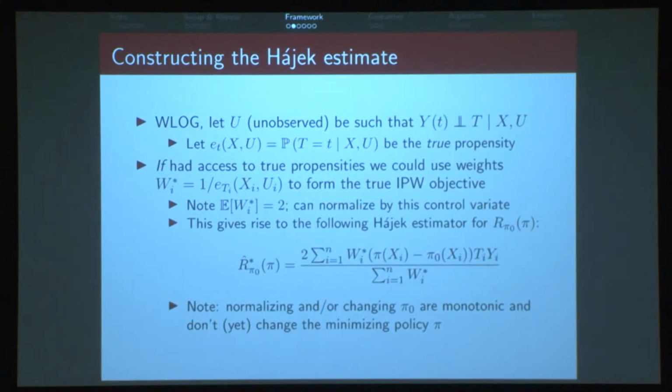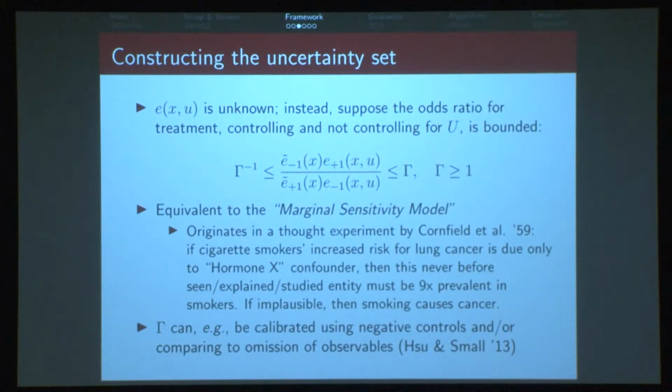And by putting a pi naught here and dividing by the w's, I haven't really changed what pi optimizes this. So I haven't really done anything yet. This is just a constant scale and shift relative to pi. As David was saying, this true propensity function is unknown. That's the problem. That's why we're stuck.